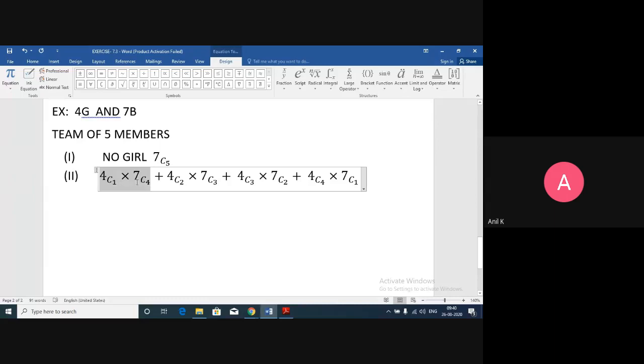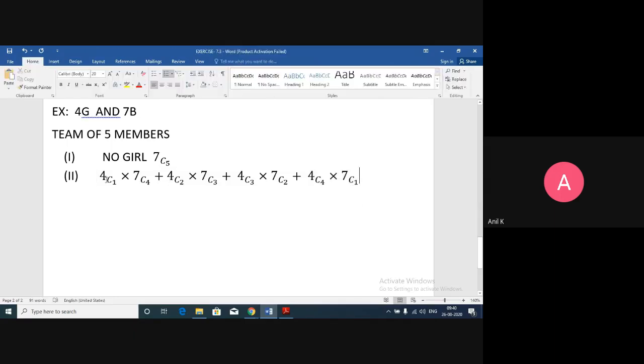This is case 1, which explains 1 girl and 4 boys. This is case 2, where the number of girls is increased and boys are decreased. 2 girls and 3 boys. And here 3 girls and 2 boys. And here 4 girls and 1 boy. Now next 4C5. I cannot take 4C5. Out of four girls, how can I select five girls? It's not possible.